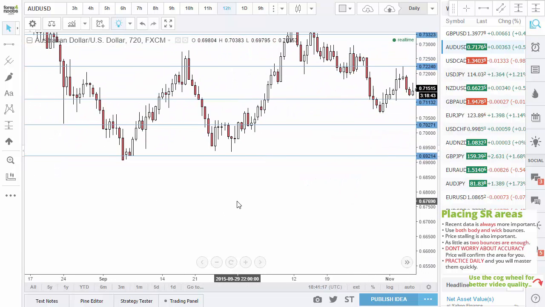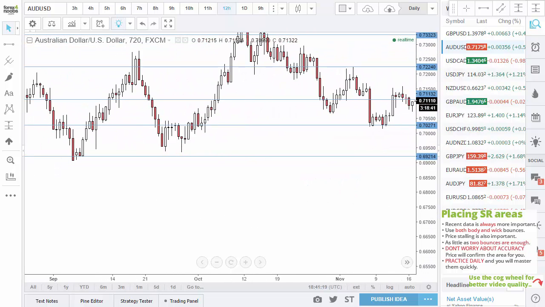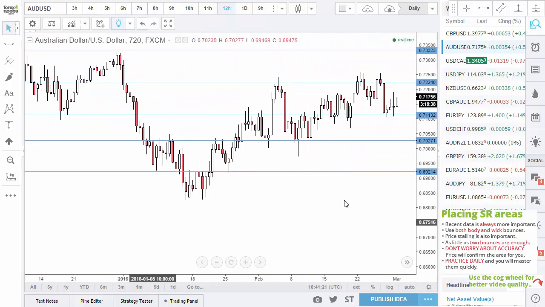I remember how I said wick bounces and body bounces are important. So here we got a wick bounce here, a wick bounce there, a body bounce there. These aren't very strong bounces though. That's kind of an okay bounce, that body bounce there.